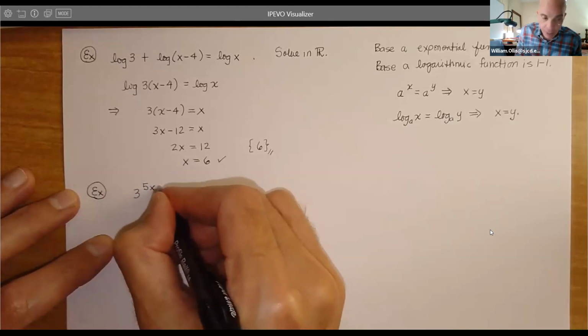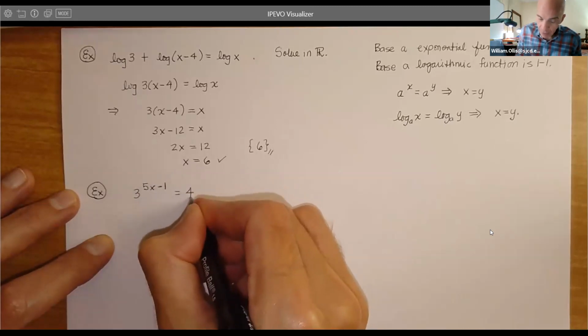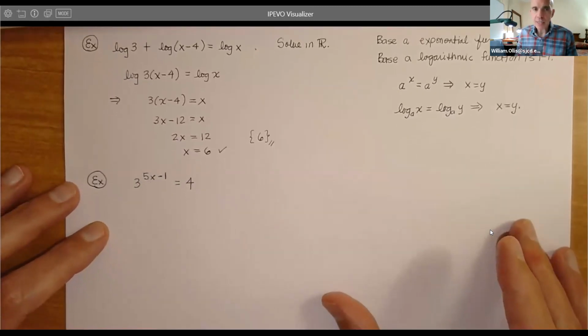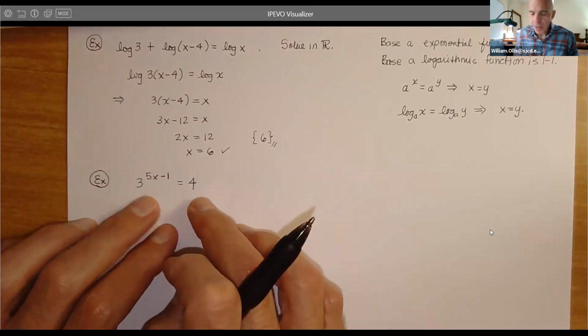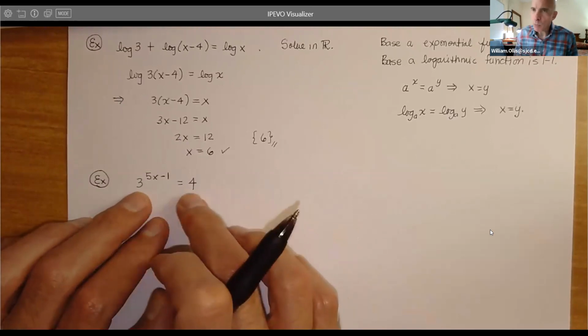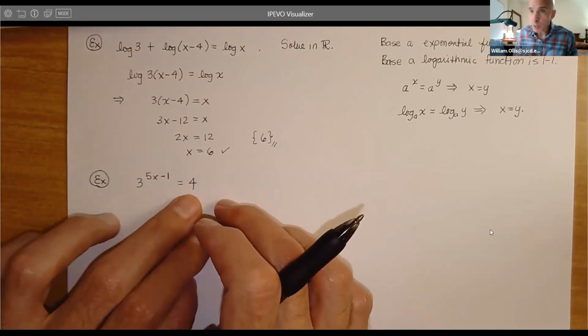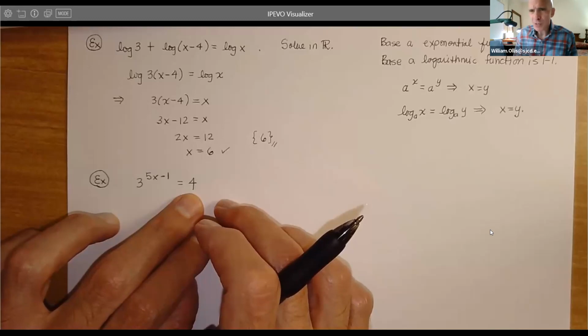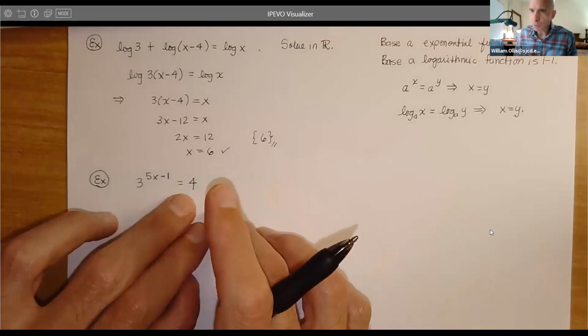So we have 3 to the 5x minus 1 equals 4. Now, this is where I wanted to give you some practice using change of base, and also let you know that the power rule is flexible for any base. Notice here, you're thinking, well, we have many ways to do this problem. We could change the base, that is, we could change this 4 to a base 3 exponential, but most of you would frown at that and say, Professor Ron, I don't want to do that. And later on, I'll show you how to do it. But I want to give you a simpler method here.